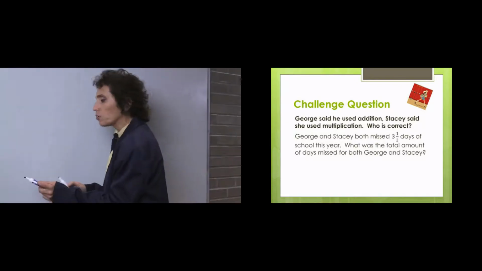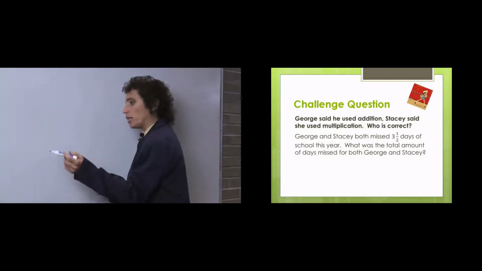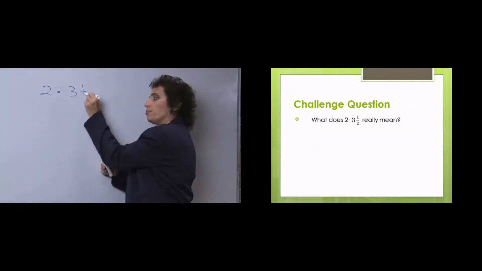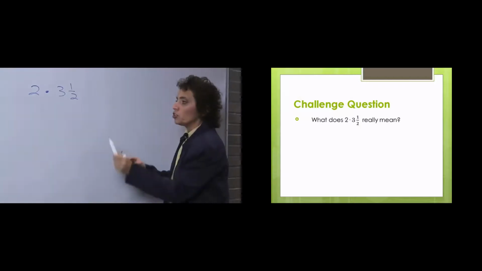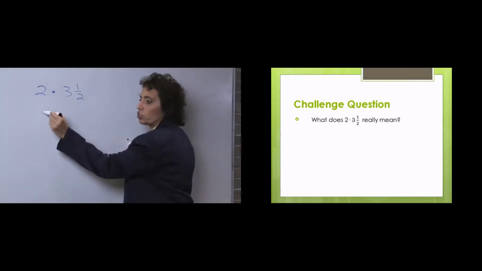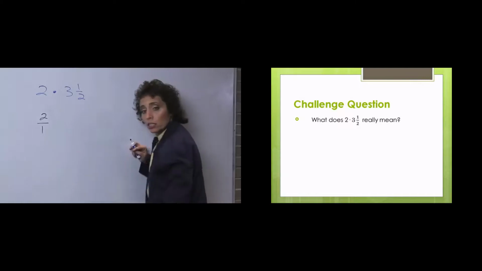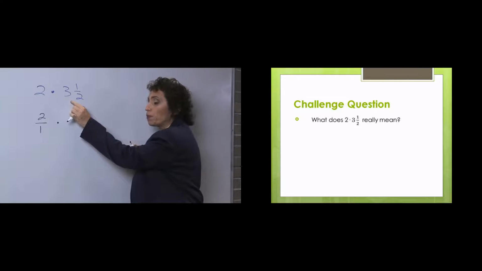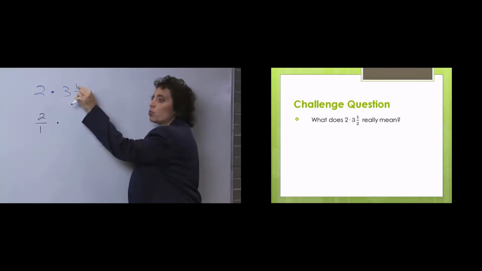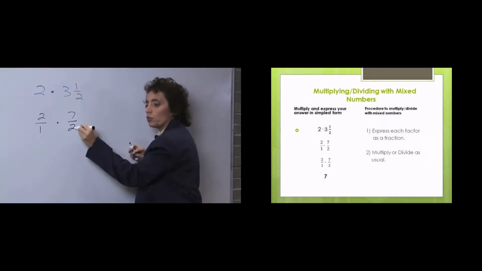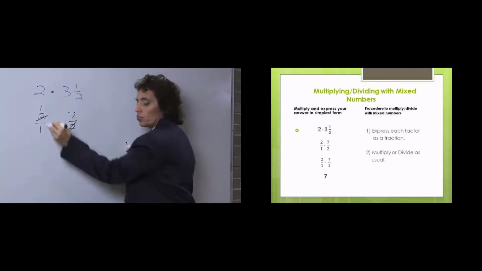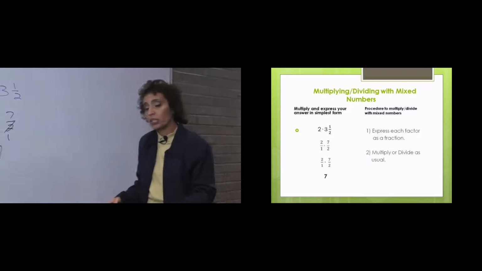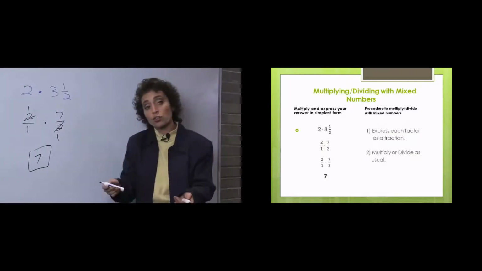Okay, so Stacy said this. If I missed 3.5 days and George missed 3.5 days, that's repeated addition. I can do 2 times 3.5. So this is what she did. She went 2 times 3.5. She rewrote the 2 as 2 over 1 to make it look like a fraction, and she also changed the mixed number to an improper fraction. 2 times 3 is 6, plus 1 is 7 over 2. And then she reduced, and she got 7. So she said, hey, together we missed 7 days. That's what she said.